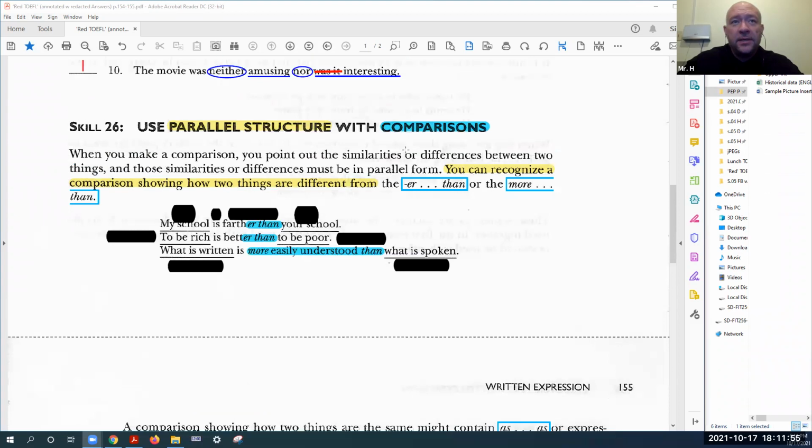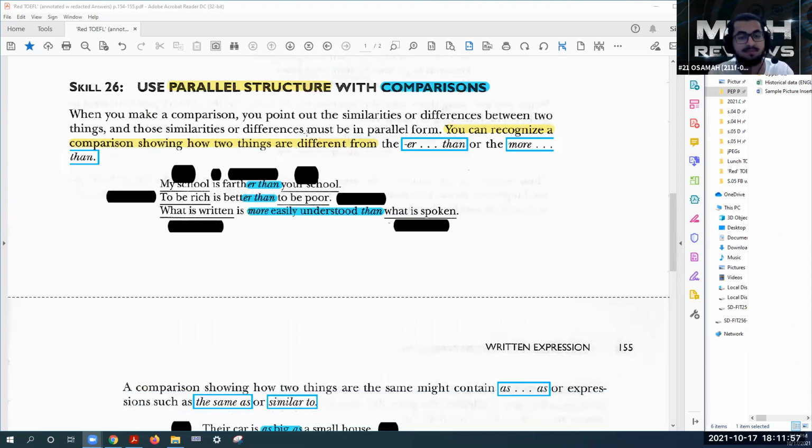Osama, what do you see here? What skill do you see? Skill 26. And what does it say? Use parallel structure with comparisons. Yes. Now, in the green TOEFL, we did parallel structure.